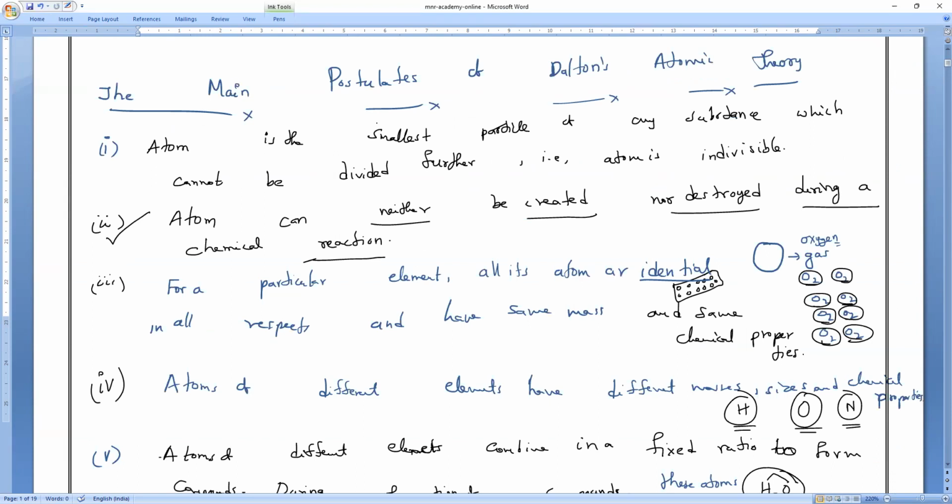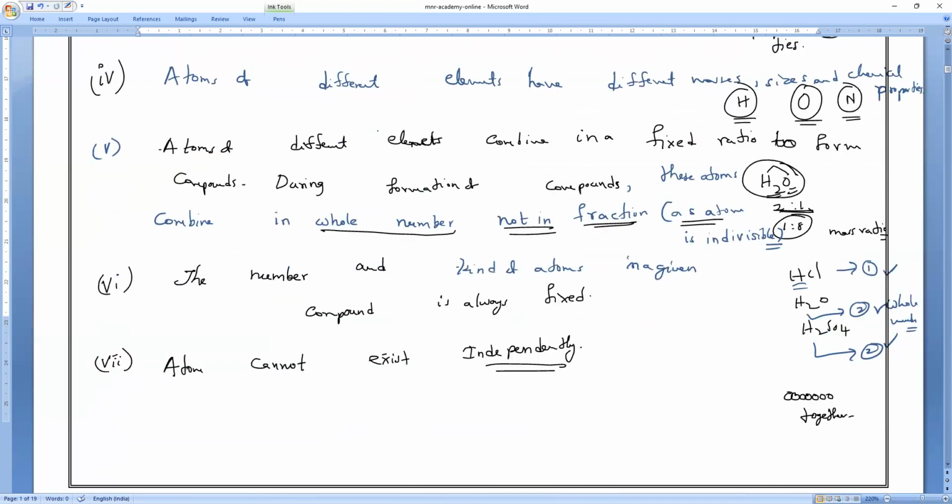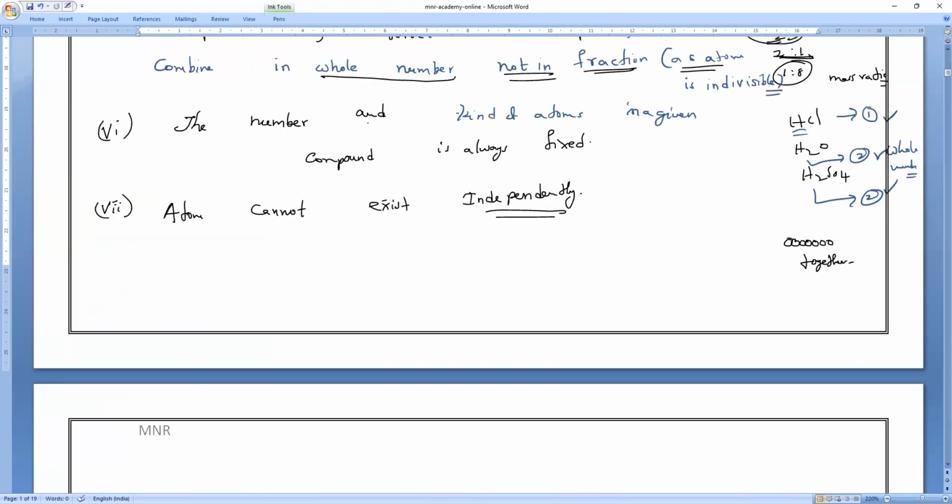According to Dalton, in a chemical reaction the atoms cannot be created and cannot be destroyed. That is the reason, according to Dalton, the mass remains constant during a chemical reaction. So the number of atoms of each element in reactants and products remains the same. For example, if reactants have 4 atoms, in products also there will be 4.